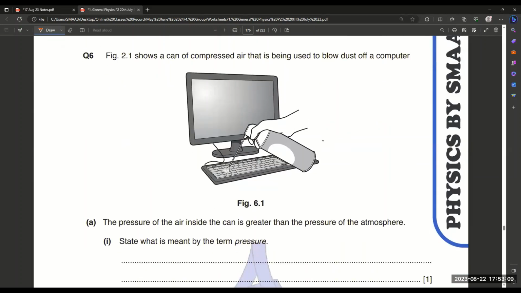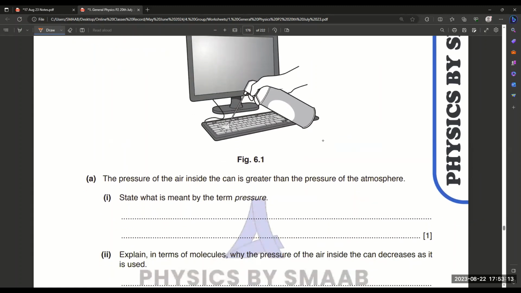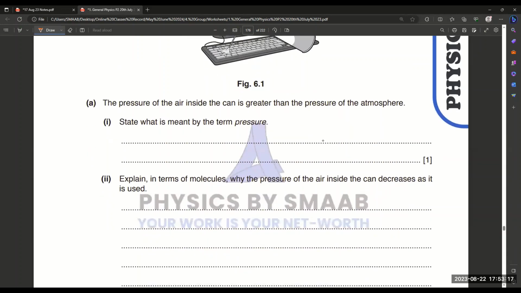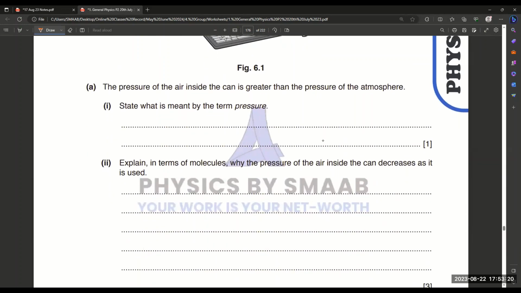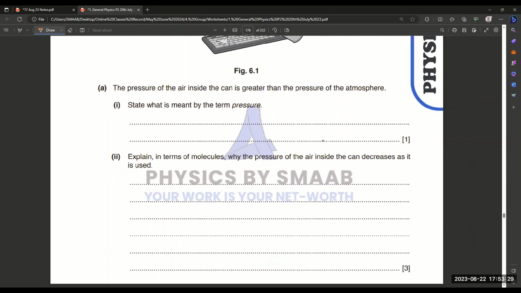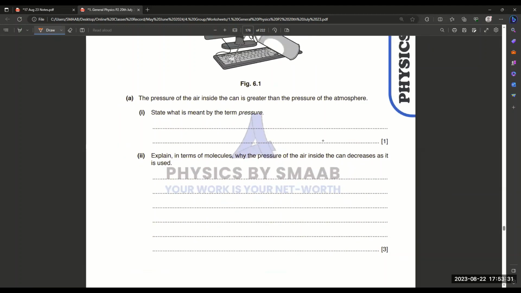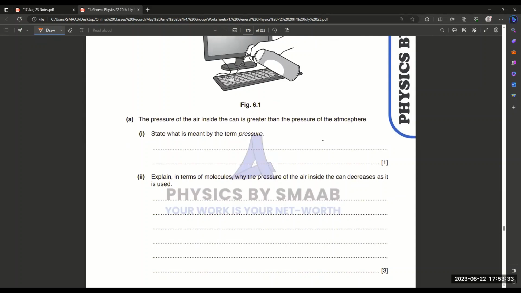Now again the same question you can see, after one question again we are having the same statement: what is meant by the term pressure, that is simple, and explain in terms of molecules why the pressure of the air inside the can decreases as it is used. So they are talking about a pressure spray, like the room spray or the deodorant or the spray bottles. So they are asking in terms of molecules why the pressure decreases.